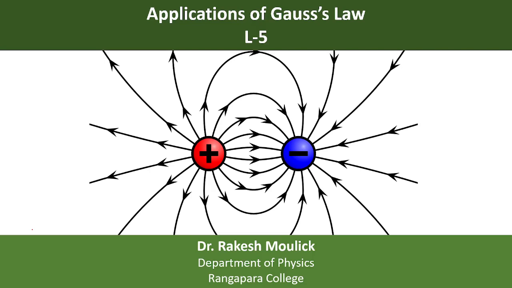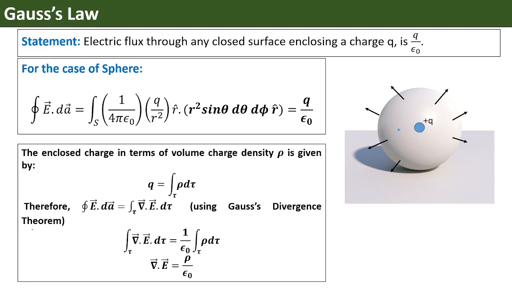All right. So before we talk about the applications of Gauss's law, let us first recap a bit what is the meaning of Gauss's law. In the previous class we discussed Gauss's law in great detail, where we came across this statement, which says the electric flux through any closed surface enclosing a charge q is given by q upon epsilon naught. Now, how exactly do we find this out?